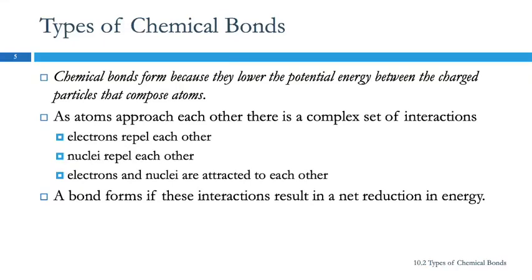Before we can really get into the bonding model, we need to talk about, well, what exactly is going on with a bond? What's happening here? So a chemical bond will form if it causes a lowering in the potential energy between these charged particles that compose atoms. You have protons and electrons in both atoms, and if the bond causes the energy to lower, it will happen. It's a complex set of interactions. We've got electrons repelling each other, nuclei repelling each other, but electrons and nuclei being attracted to each other. So if we get a net reduction in energy, a bond will form.